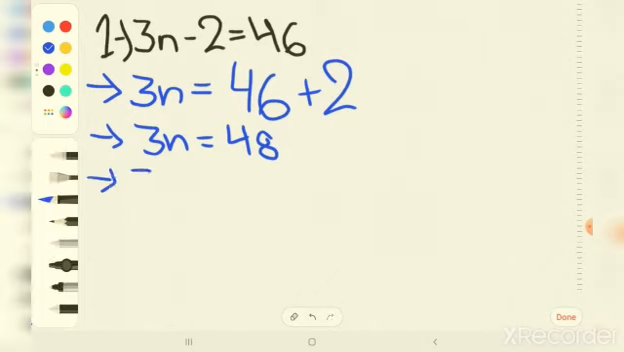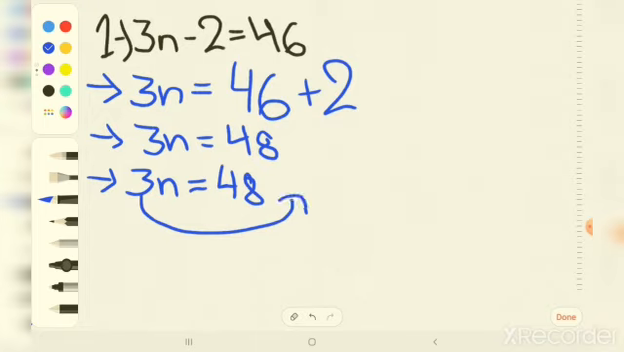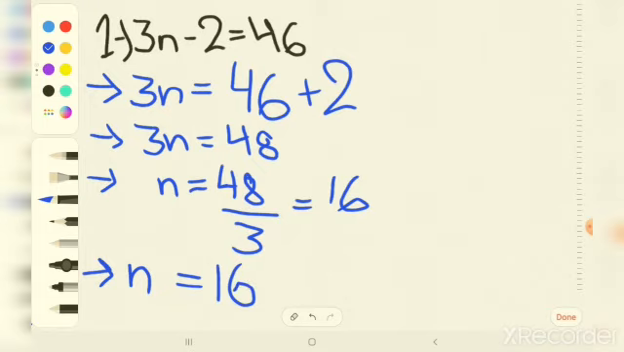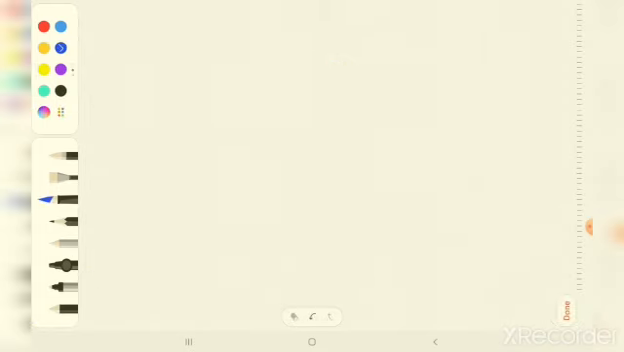Now the 3 will also come here, but this is in the multiplication form. So when it comes to this side, the RHS, it will become division. That means n equals 48 divided by 3, which equals 16. So n equals 16. Now let's do the second sum.